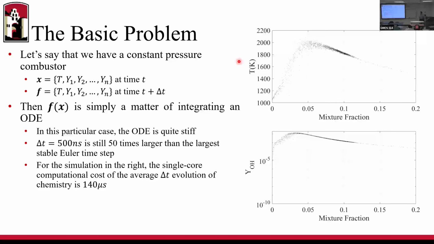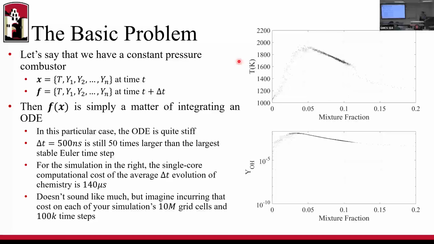So in order for this simulation on the right, every single advancement of a particle step, so 140 microseconds. And this should be giving you nightmares because remember, 140 microseconds doesn't sound like much, but in a combustion simulation, you are incurring that cost at every grid cell and at every time step.